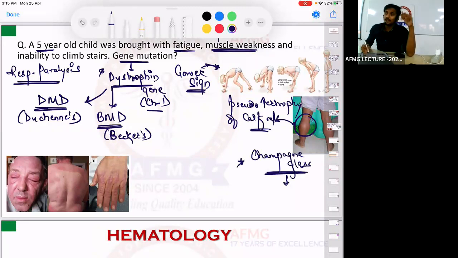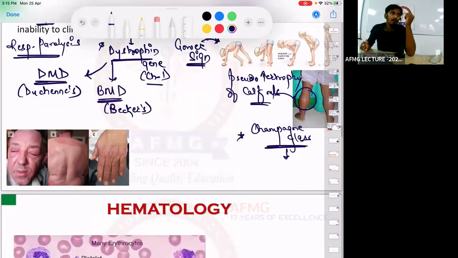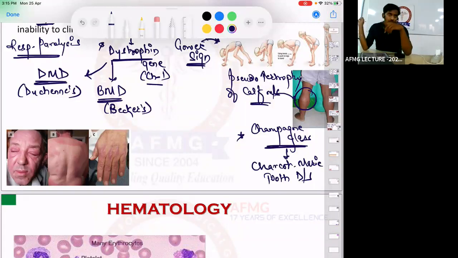This was a recent question. Champagne glass pelvis is a feature of achondroplasia, but champagne glass limbs due to hypertrophy of calf muscles is a feature of Charcot-Marie-Tooth disease. No issues with this. This was a question, so just memorize it.